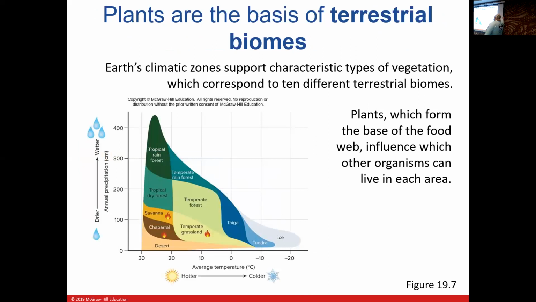Now, ultimately, when you're talking about the terrestrial biomes, a lot of that has to do with what kinds of plants are there. So the types and community structure of plants is going to determine what kind of biomes we classify things into. So Earth's climatic zones typically support characteristic types of vegetation, which correspond with 10 basic different terrestrial biomes. Plants, which form the basis of the food web, influence which other organisms can also live in each area. So just some classic examples: tundra, temperate grasslands, savanna, temperate forest, tropical dry forest, tropical rainforest, temperate rainforest, which I'm sure most of y'all have never heard of before. All that kind of fun stuff gets factored in.